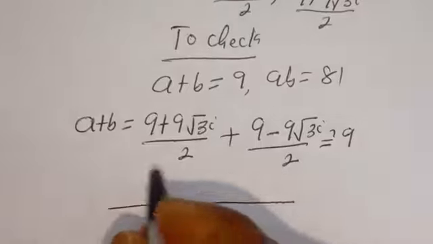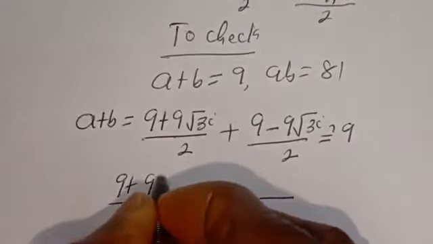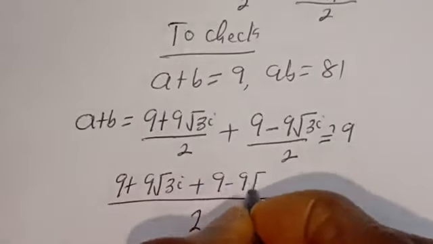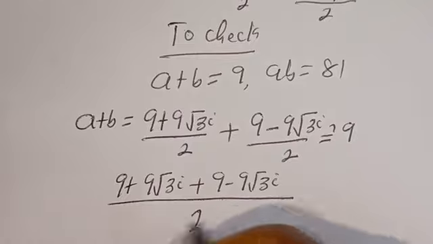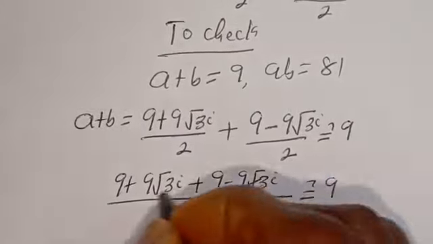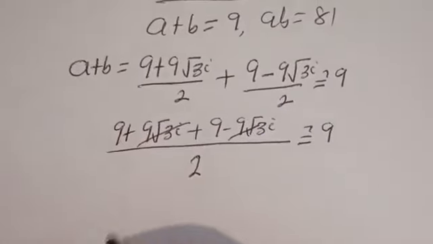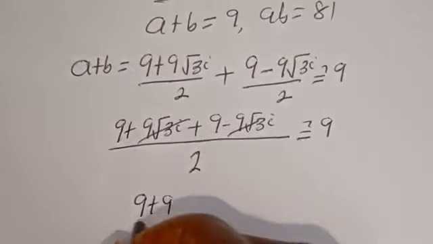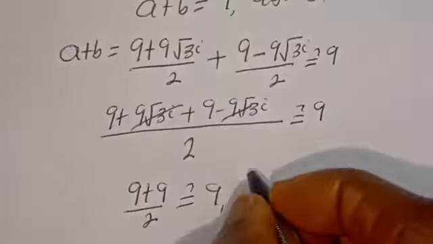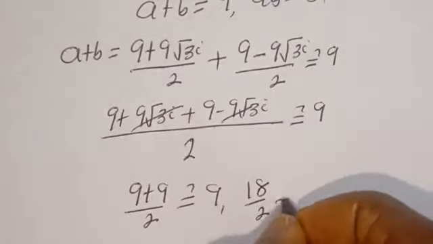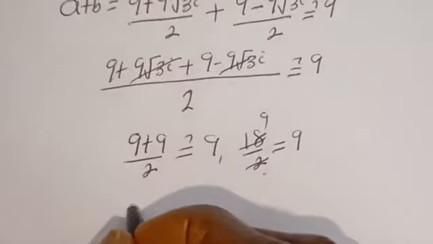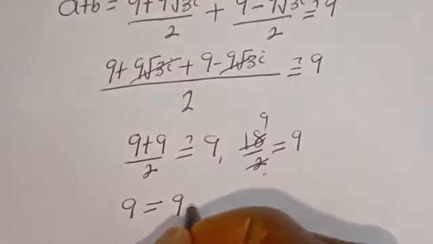Then we have 9 plus 9 root 3i plus 9 minus 9 root 3i divided by 2 must be equal to 9. This will cancel this. Then we have 9 plus 9 divided by 2 must be equal to 9. And 9 plus 9, this is 18 divided by 2 must be equal to 9. Then 3 here 1, 3 here 9. Therefore, the left hand side, 9, is equal to the right hand side, 9, which is true.